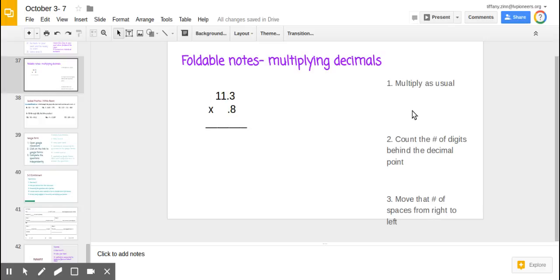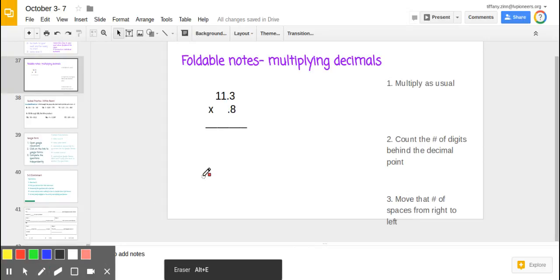So step 1 is to multiply as usual. Step 2 is to count the number of digits behind the decimal point. And then step 3 is that after you count these, you have to move that number of spaces from right to left. So go ahead and pause it and copy that down.